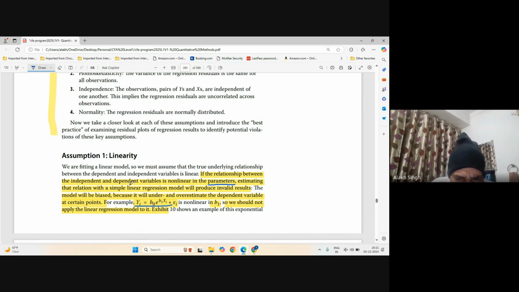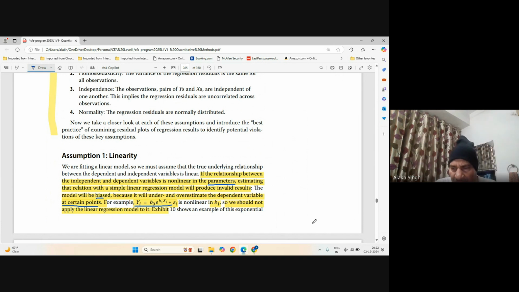So it is telling us that if the relationship between independent and dependent variables is non-linear in parameters, then estimating that relation with a linear regression model will produce invalid results. The model will be biased because it will under- and overestimate the dependent variable at certain points. So that's why in linearity, the relationship should not be non-linear. It should be linear only. If it is non-linear, then it will be up and down.